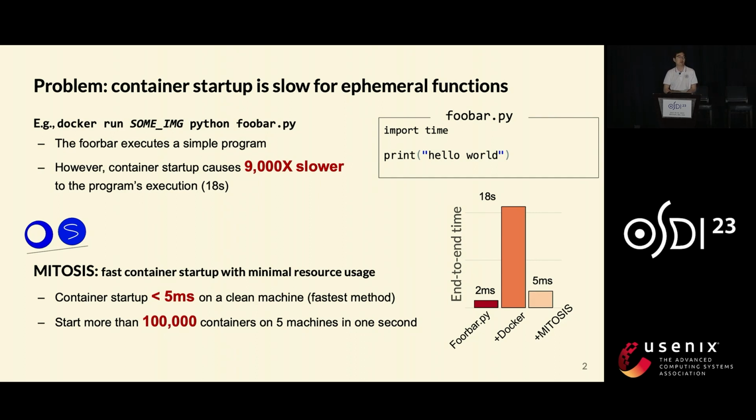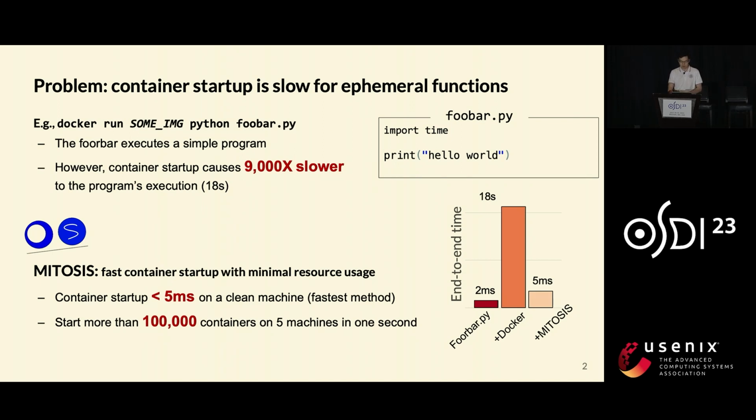As shown in prior studies, container startup is slow for short-term workloads like serverless functions. Considering this simple Python program here, its execution actually only needs 2 milliseconds, while if we run it with a Docker command, the total execution time will increase to 18 seconds, leading to 9,000 times overhead.